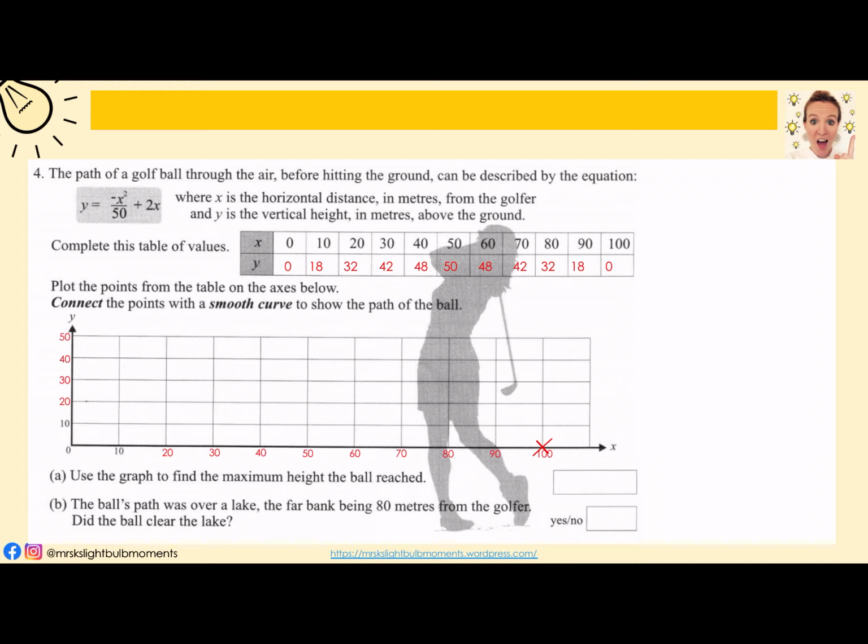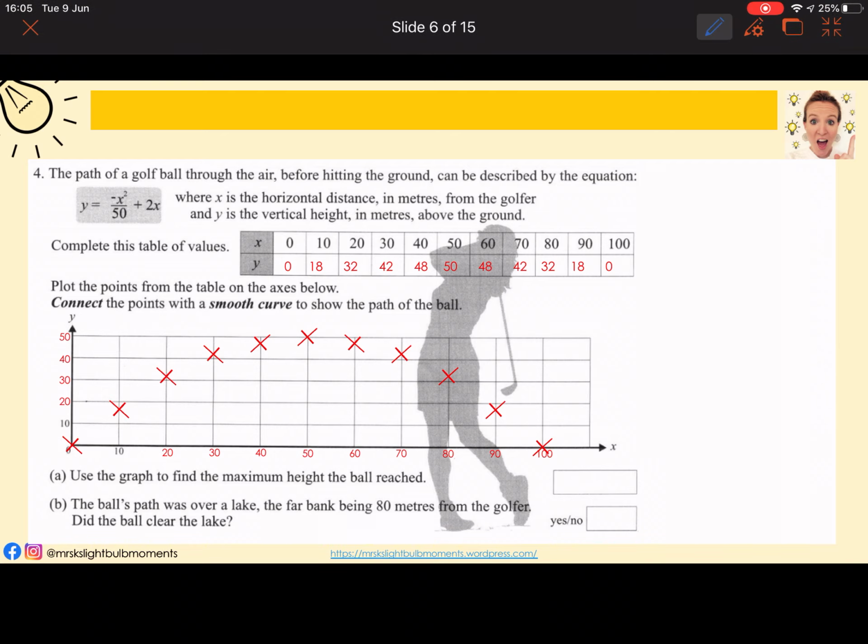I'm going to give you the scale there. I'm going to extend it on because it's a bit easier to read off once we do it. And those are our points. Again, we've got to join them up with a smooth curve. I'll try my best here. Okay, something like that. And that shows the path of the ball.